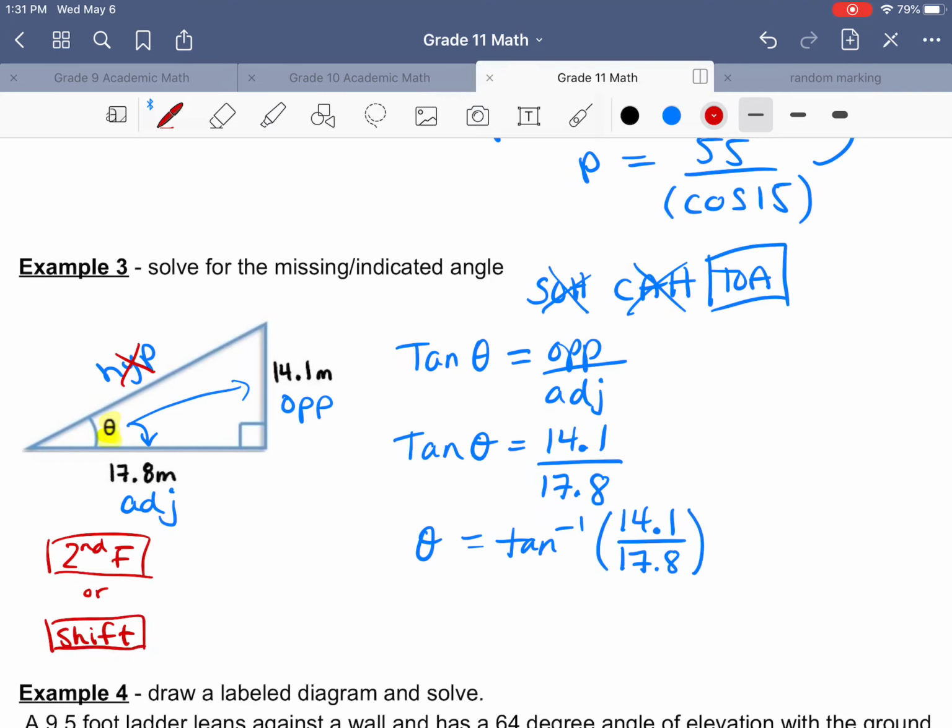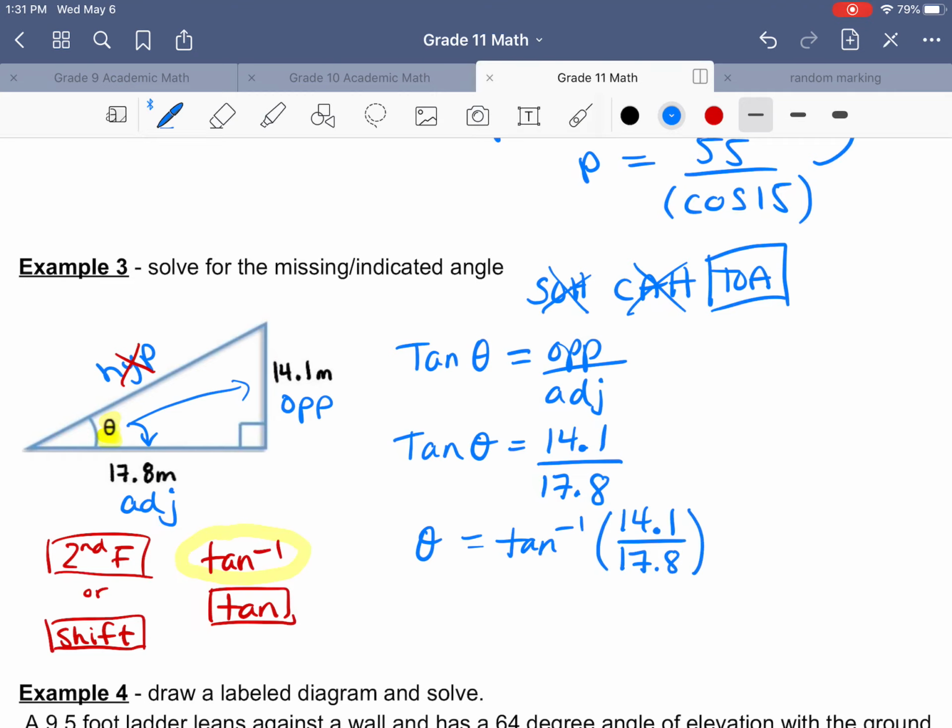And this tells you you're going to be accessing whatever's written above your actual buttons. So you'll have a tan button, and then above that you'll have tan to the -1. On your calculator, you need to access this tan to the -1 button. You're going to need to press second function or shift in order to access that. Again, depending on your calculator, maybe you'll press it before or after you put in the other numbers.